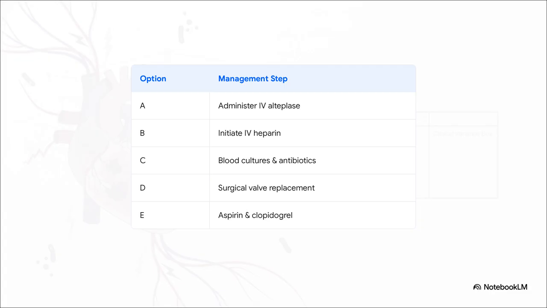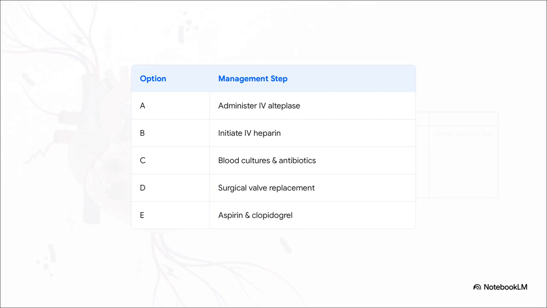Let's break down these 5 options. Option A, administering IV alteplase, and Option B, initiating therapeutic IV heparin. These are lethal distractors. They are absolutely contraindicated due to the hemorrhagic risk of an infected vascular wall. You will kill the patient. Option D, emergent surgical valve replacement, is way too premature before medical stabilization and source control. Option E, oral aspirin and clopidogrel, is completely insufficient for an embolic source of this magnitude. Therefore, Option C is the only correct path. You have to bypass thrombolytics entirely and strictly target the infectious root cause by obtaining blood cultures and starting empiric vancomycin and ceftriaxone.